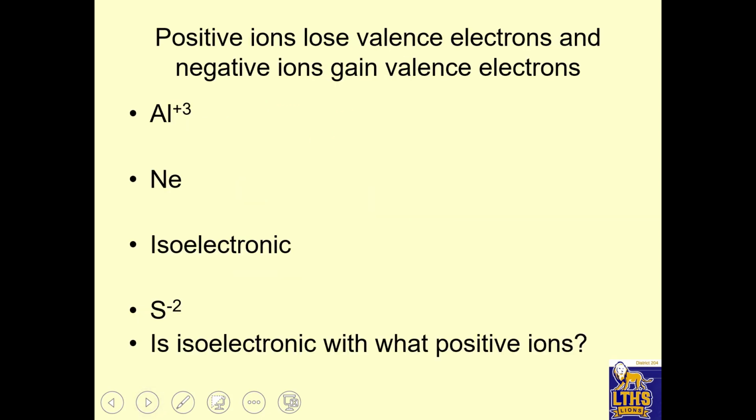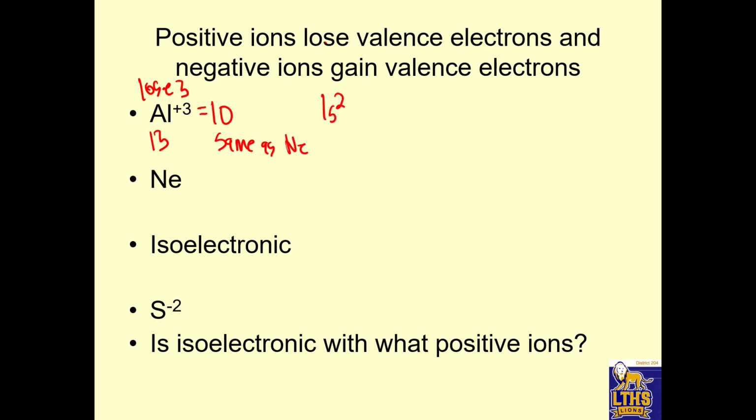Positive ions lose valence electrons, and negative ions gain valence electrons. So this one's going to lose 3. Aluminum from the periodic table has 13 electrons, so aluminum 3+ will have 10 electrons. So that means it's going to be the same as neon. So neon is going to be 1s2, 2s2, 2p6.